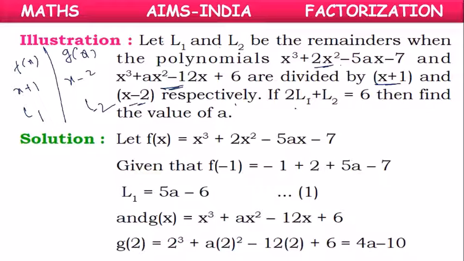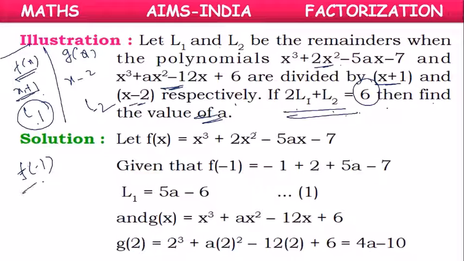And one more hint they have given: if 2L1 plus L2 equal to 6, then find the value of a. So here, if f of x is divided by x plus 1, the remainder is L1. According to the remainder theorem, the remainder is f of minus 1, which is equal to L1. And if g of x is divided by x minus 2, the remainder is g of 2, which is equal to L2.